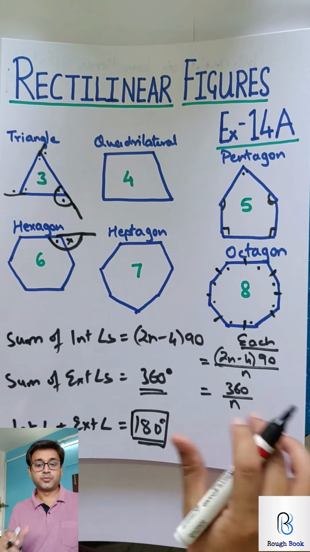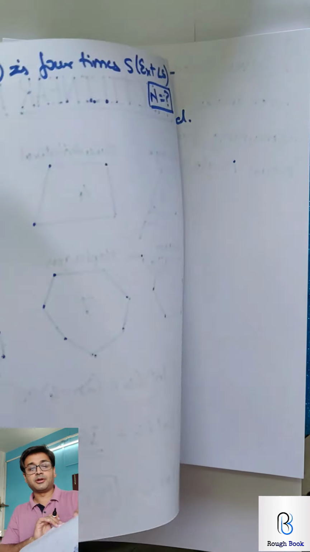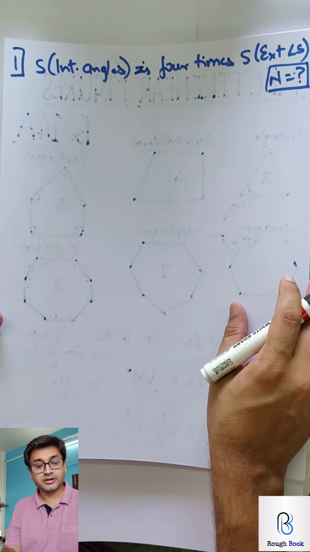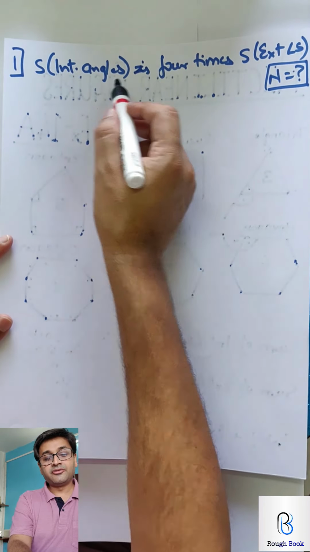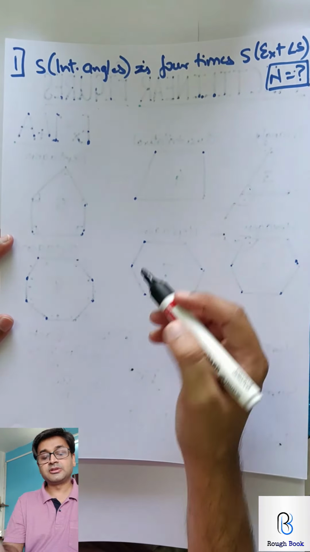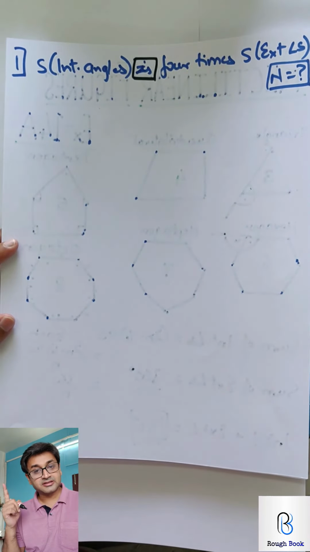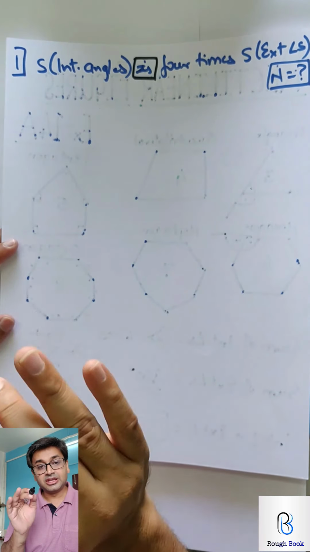Everybody? Super. I want everyone to try sum number 1. On your own, try it. I am pretty sure you will manage to get it. It says the sum of interior angles is 4 times the sum of exterior angles. So your separator is here. Remember, simultaneous, the separator "is" means equals to.